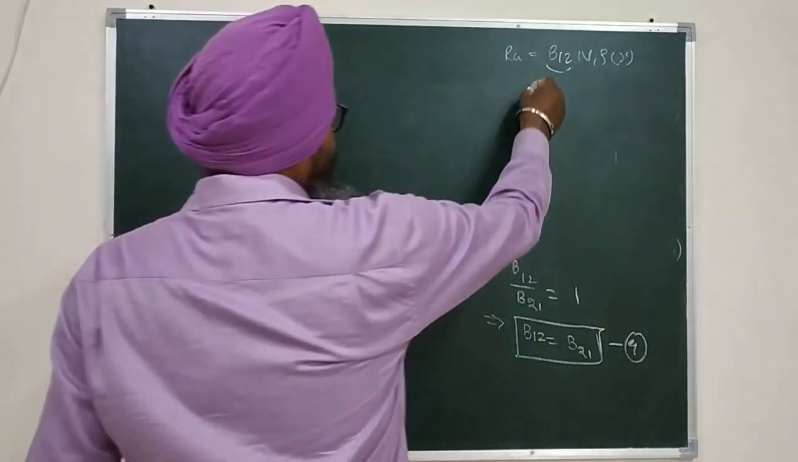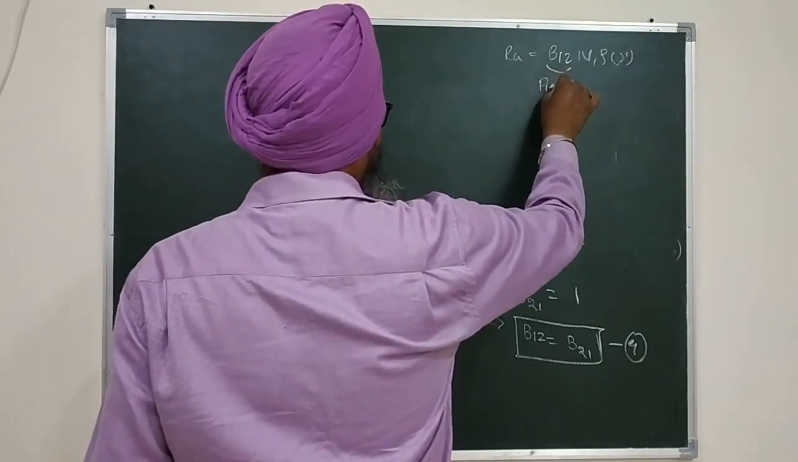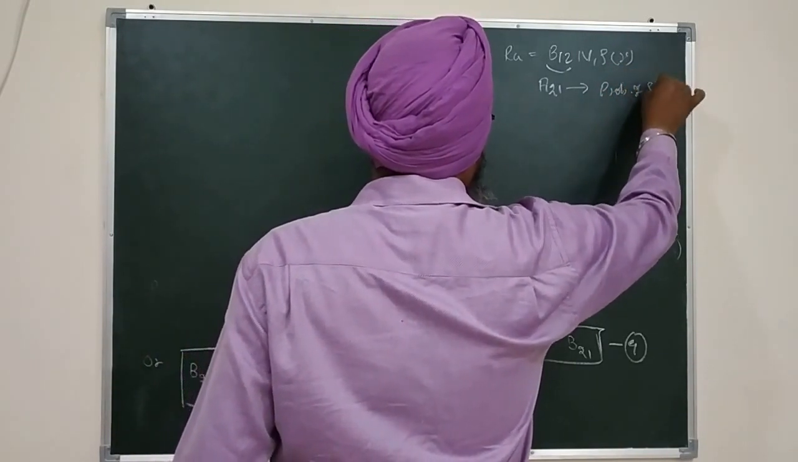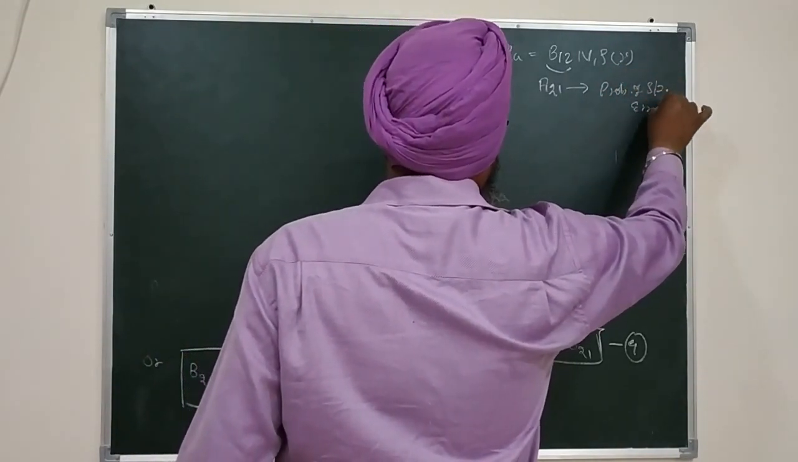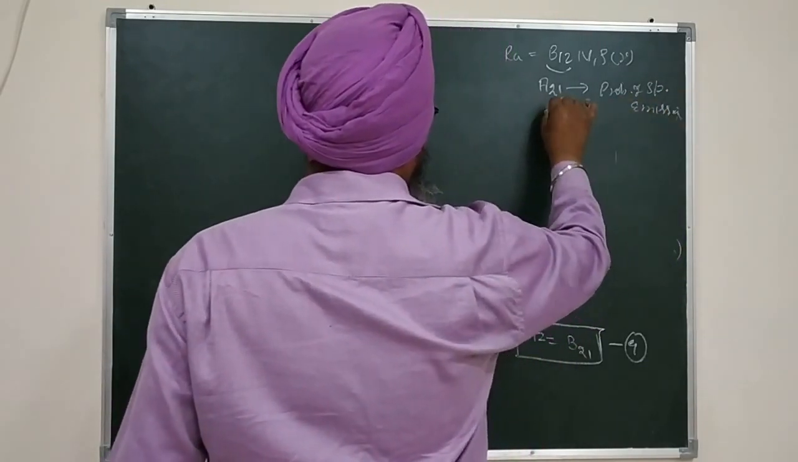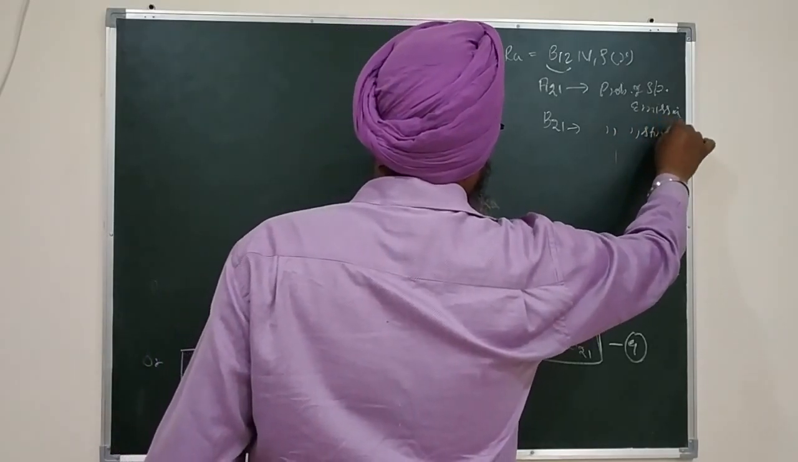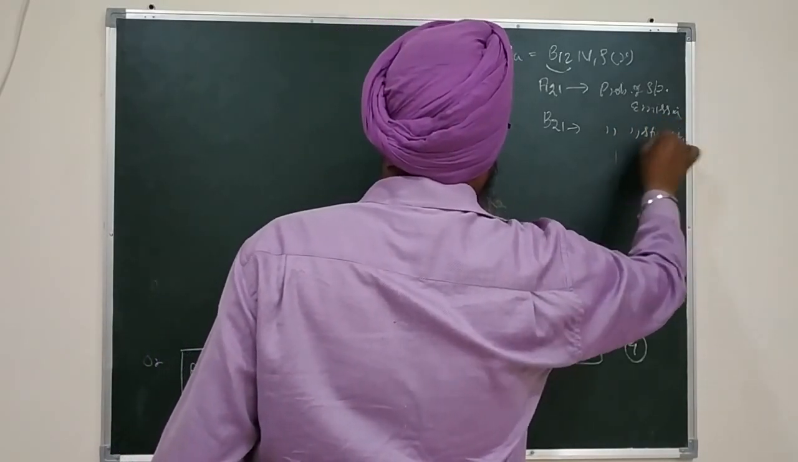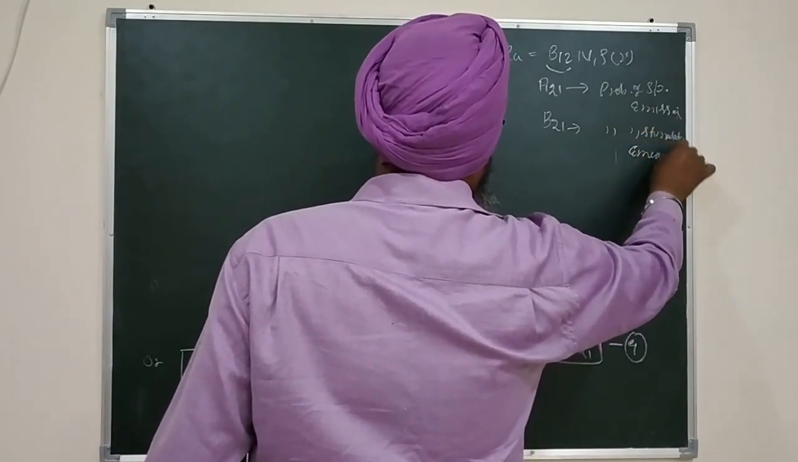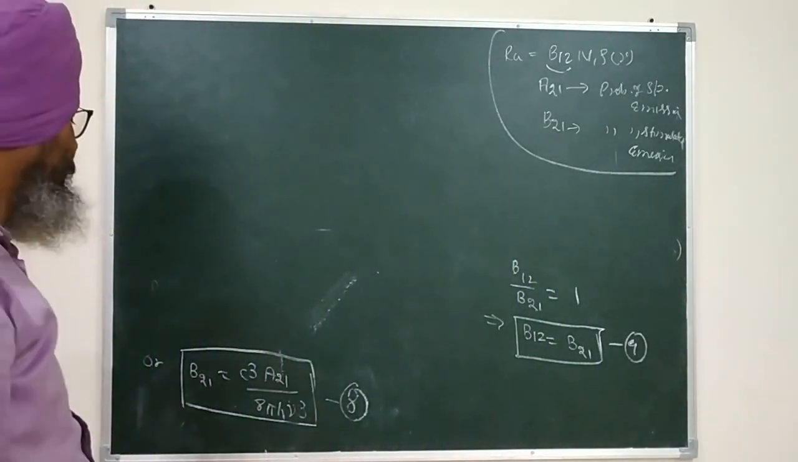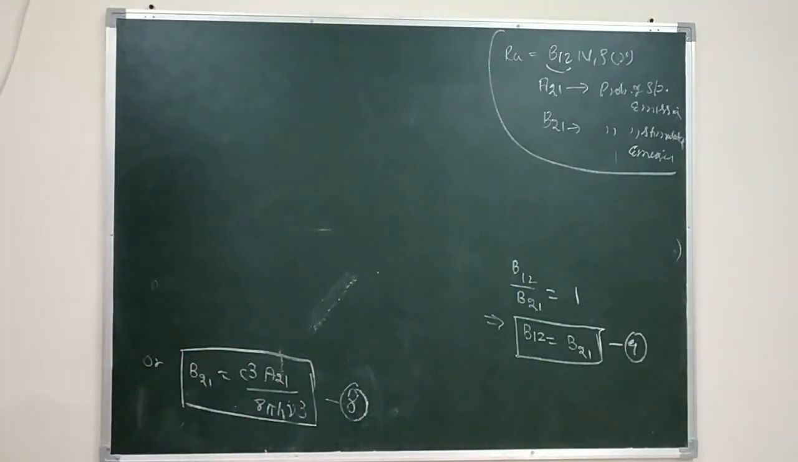In the same way, we can appreciate that A21 represents the probability of spontaneous emission, and B21 represents the probability of stimulated emission. Now, if we have this first-hand knowledge with us, then we can understand what these equations, equation 8 and 9, signify.